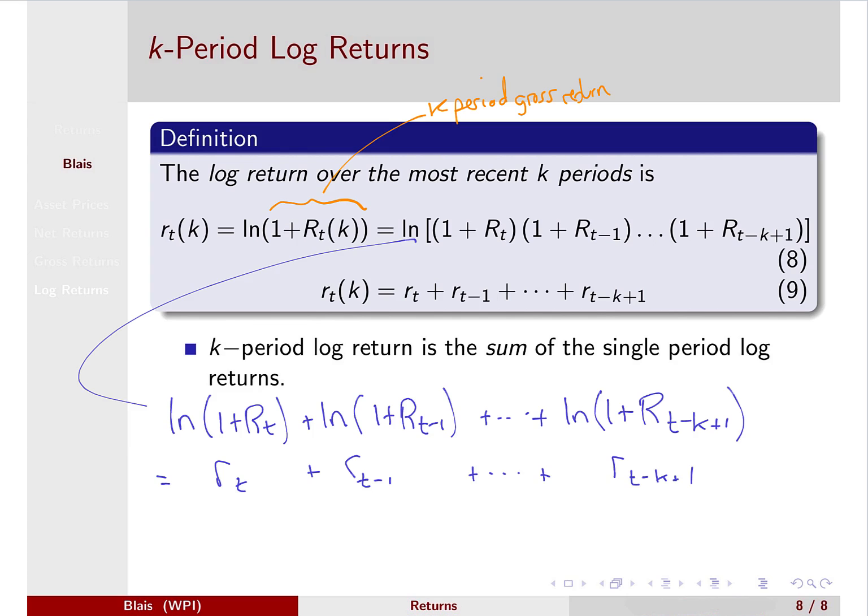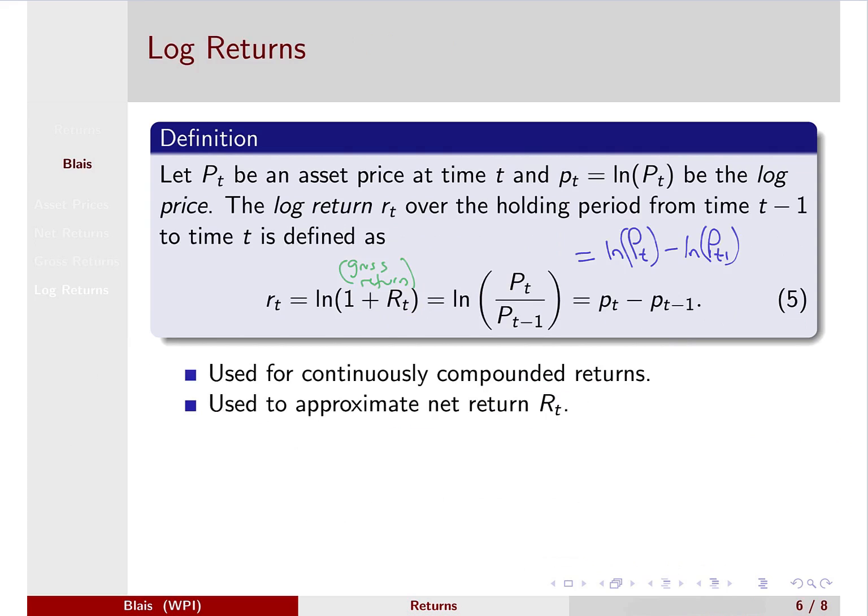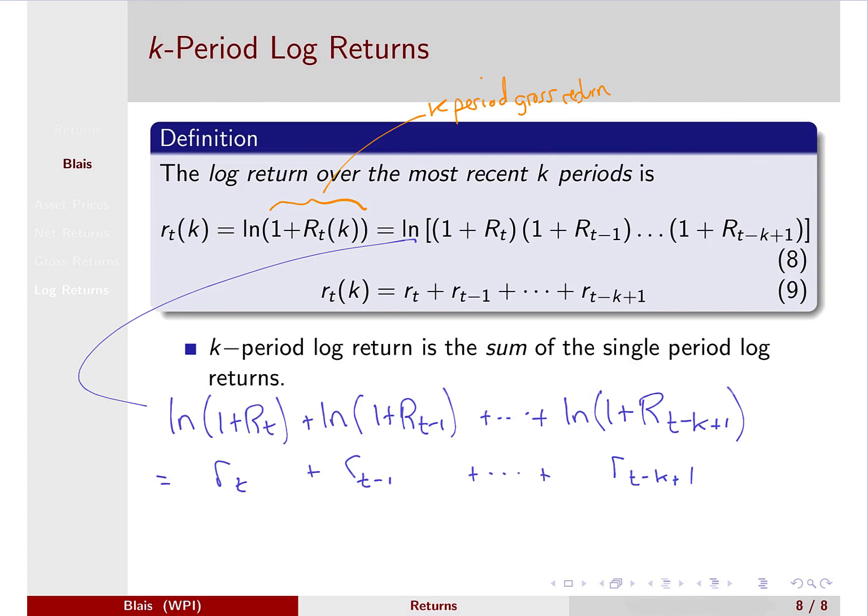This is important because this is a fundamental difference between K-period log returns and K-period gross returns. We see here the K-period log return is the sum of the single period log returns. Again, recall, the K-period gross return is the product of the single period gross returns. This is a very substantial difference between the two, and we will follow up on this and see how this becomes really important in financial modeling.